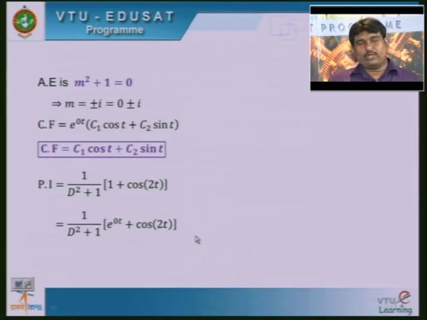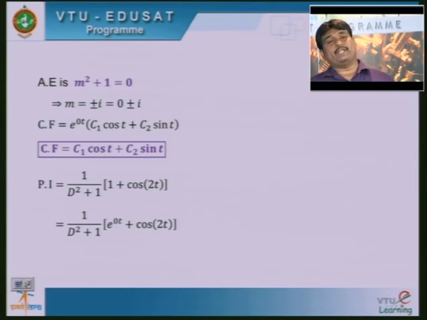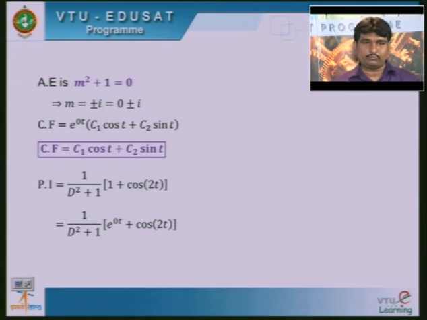(D square plus 1) y equals 1 plus cos 2t is my equation. So, the auxiliary equation is obtained by replacing D by m in the homogeneous part of the differential equation. So, it is m square plus 1 equals 0. You solve that equation, you get roots as 0 plus or minus i. So, roots are complex. Real part is 0, imaginary part is 1. Therefore, CF is e to the power of 0t into (C1 cos t plus C2 sin t). This is about CF. Now, the particular integral is 1 by (D square plus 1) into (1 plus cos 2t).